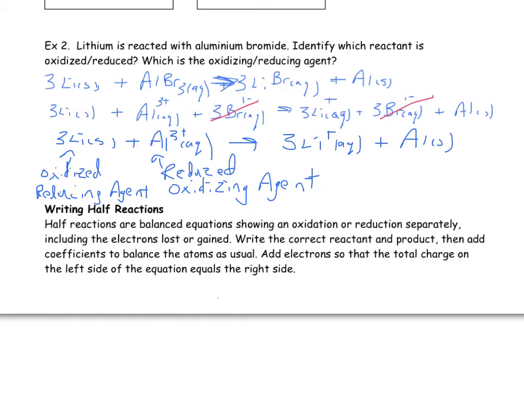Another way to represent redox reactions is by writing half reactions. Half reactions are balanced equations showing an oxidation or reduction separately, including the lost or gained electrons. To do this, write the correct reactant and product, then add coefficients to balance the atoms as usual. Then add electrons so that the total charge on the left side of the equation equals the right side.